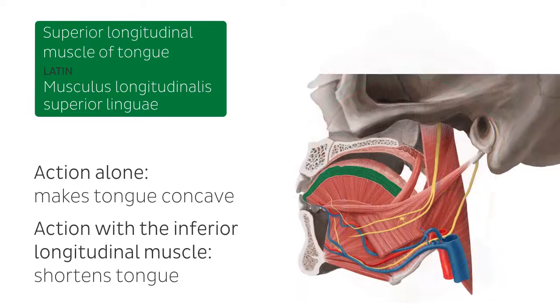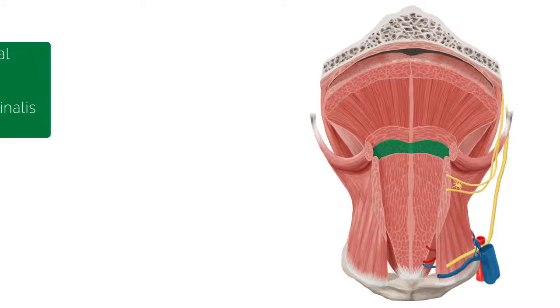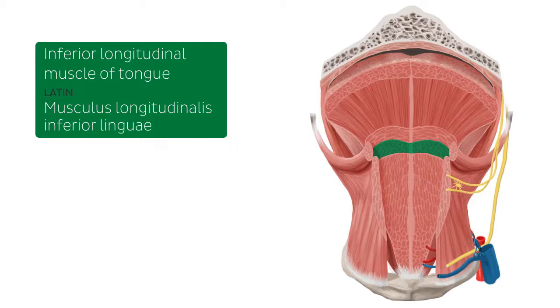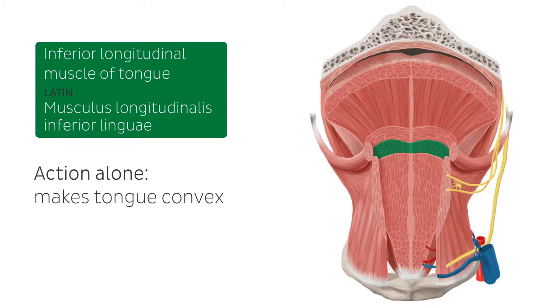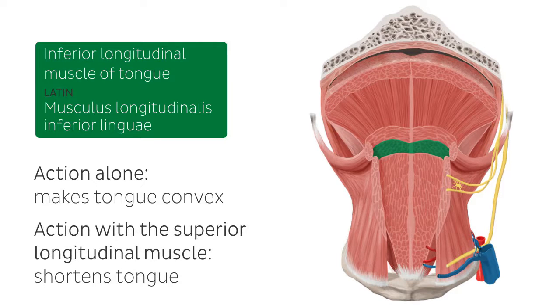If we look at this muscle from a lateral view, we can see that the superior longitudinal muscle extends backwards and is always located deep to the lingual mucosa. The next intrinsic muscle we will look at is the inferior longitudinal muscle. The inferior longitudinal muscle is located below the inferior lingual surface. Acting alone, the inferior longitudinal muscle brings the ends of the tongue down, making the tongue a convex shape. As stated previously, when it works with the superior longitudinal muscle, it acts to shorten the tongue.